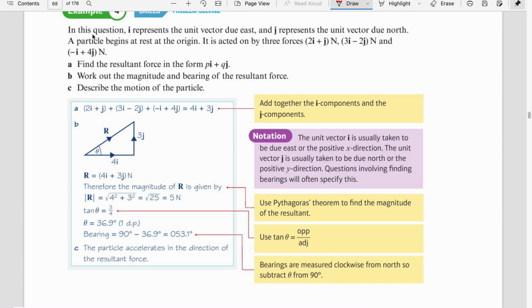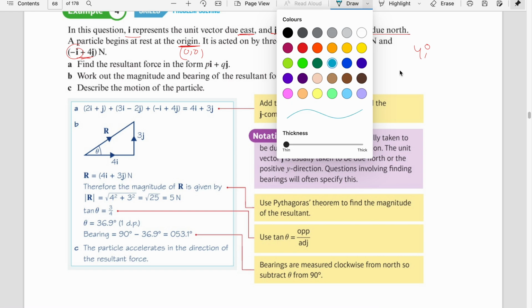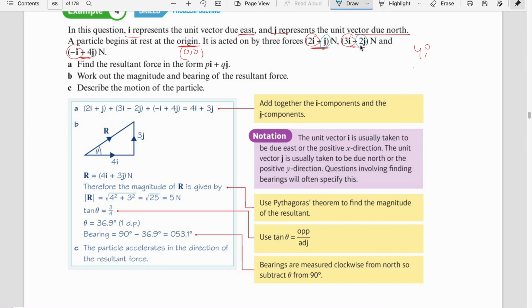Another example. In this question, i represents the unit vector due east, j represents the unit vector towards north. A particle begins at rest at the origin (0, 0) and is acted upon by 3 forces 1, 2 and 3. Find the resultant, so we'll just add them. For i, 2i plus 3i is 5, minus 1 is 4i. When we deal with the j part, that is 1 minus 2 minus 1, minus 1 plus 4 is 3, so plus 3j.